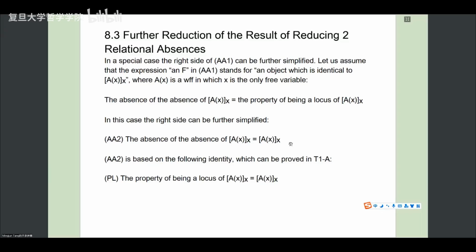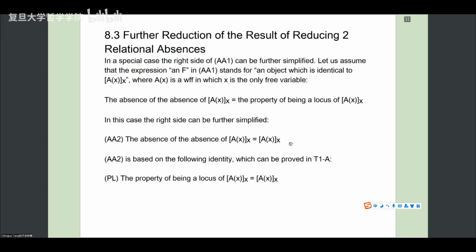This can also be formally proved because we can prove PL. PL tells us the property of being a locus of anus is anus. So if we combine PL with this first one here, in the middle of the slide, the absence of anus is the property of being a locus of anus. If we combine this with PL, then we get AA2: the absence of anus is anus.